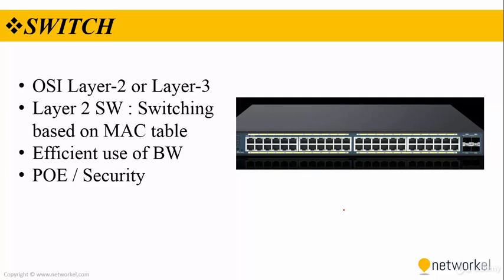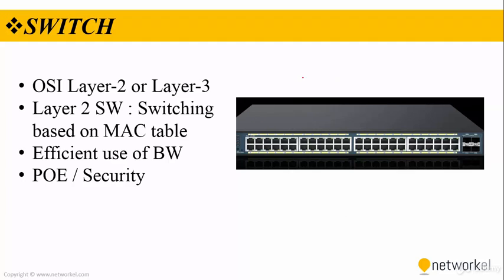The second device we are going to talk about is the switch. A network switch is a computer networking device that connects devices together on a computer network by using packet switching to receive, process, and forward data to the destination device. A network switch is a multi-port network bridge that uses hardware addresses to process and forward data at link layer 2 of the OSI model.